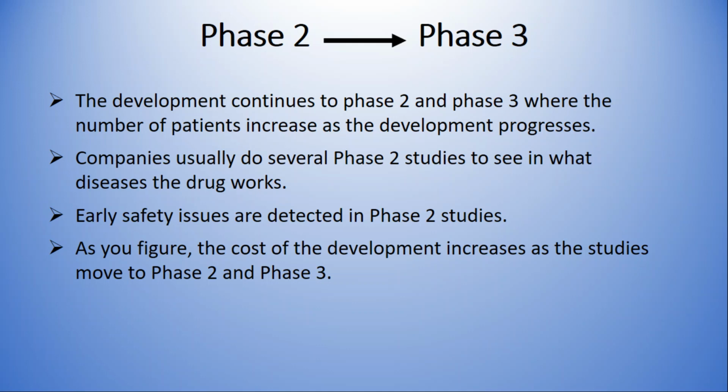In phase 2 studies, you also pick up serious side effects and adverse events, and if they see a serious side effect, they just shut down the project, stop the development and don't move ahead. So the safety signals in the phase 1 and phase 2 studies are pivotal and very important in deciding whether they're going to continue with the compound or not. And the cost of development increases as the number of studies goes up and the number of patients goes up.